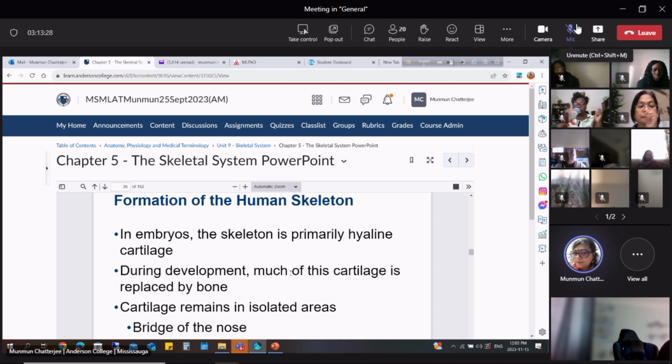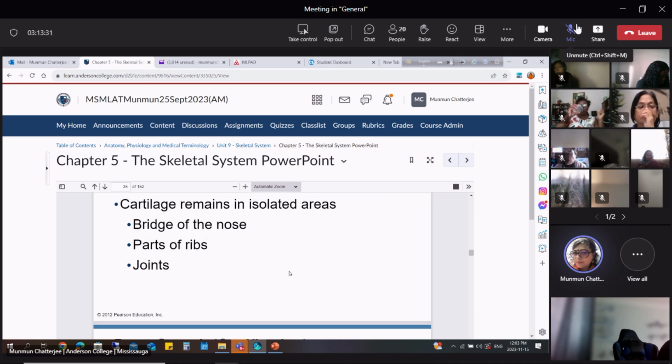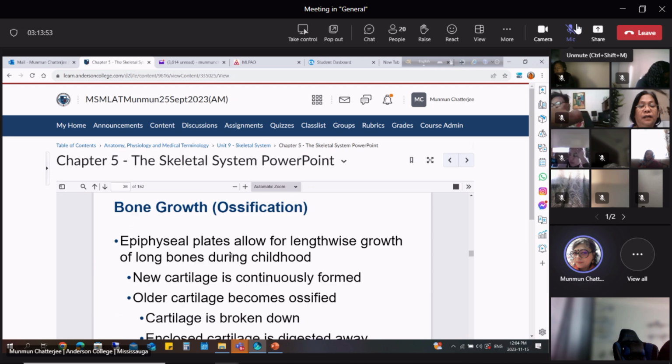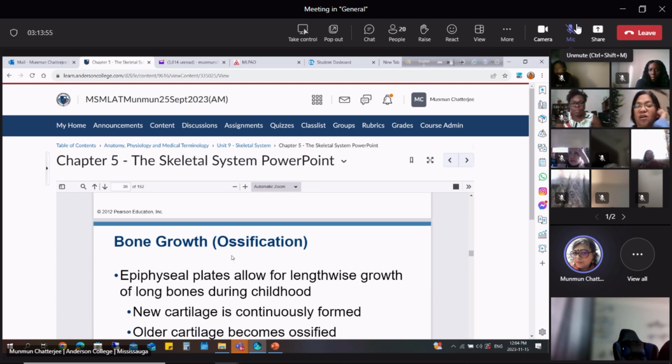Cartilage remains in isolated areas, like the bridge of the nose in the adult. That's the guy shown in the video. You can move here. Parts of the ribs, we see there, right? Where the ribs attach with the sternum, and at the end of the joints, we have hyaline cartilage. Also in the adult, the ears also.